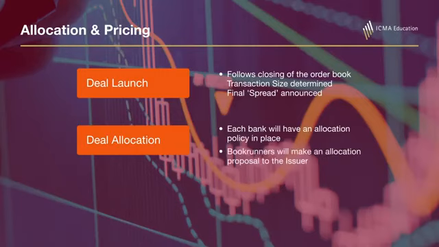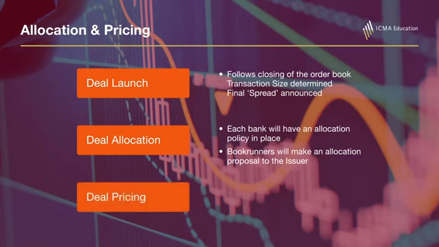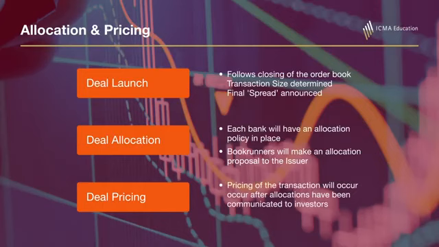And book runners will generally make an allocation proposal to the issuer, which the issuer can change depending on its own preferences, or it can help more or to a greater or lesser extent than it wants to in the process. And we'll go on to that in subsequent slides. And then once the allocations are finalised and distributed to investors, we come to the deal pricing process. And at this point, the coupon and the issue price is determined.